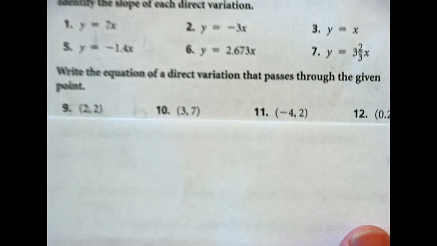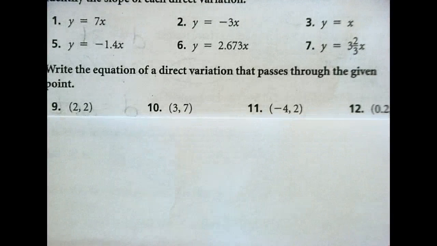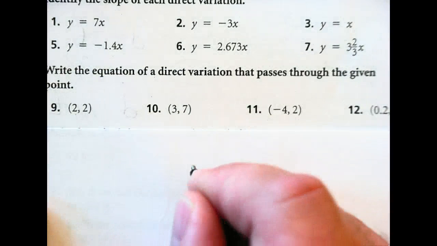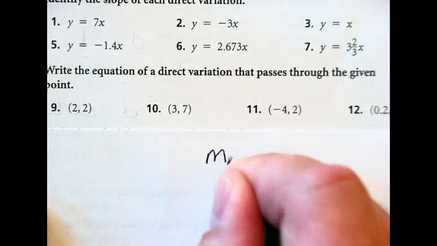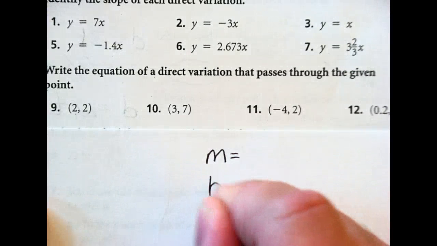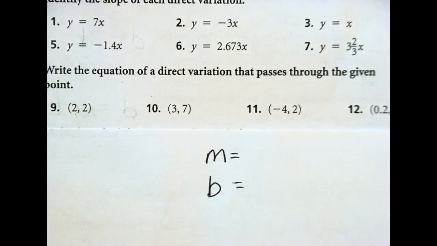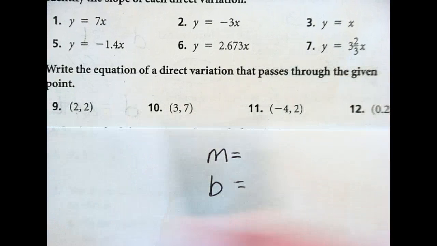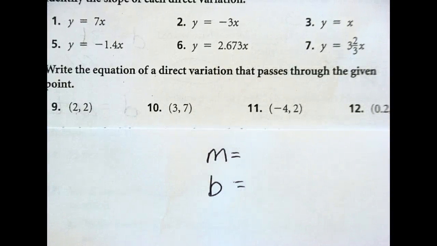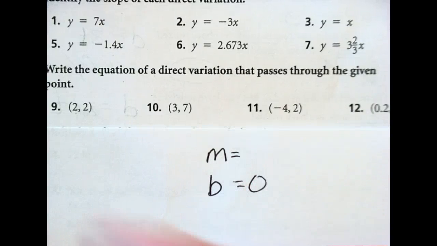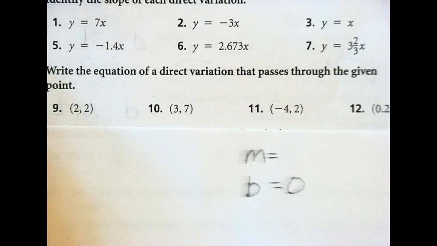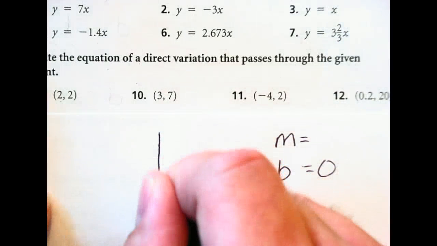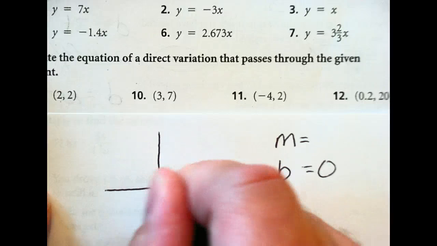Okay. Write the equation for a direct variation that passes through the given points. What are the two things you need to write an equation? M and B. If it's linear, it's M and B. What's M? Well, we might not know it, but do we know B in a direct variation? Yeah, B is always 0. That means it crosses at 0, 0. For instance, if I was doing number 10, I don't want to do 9 because it has 2, 2.